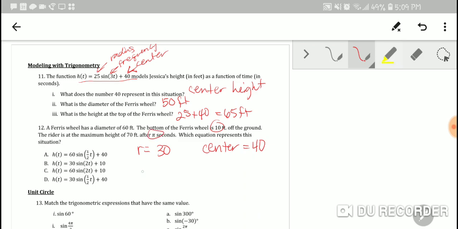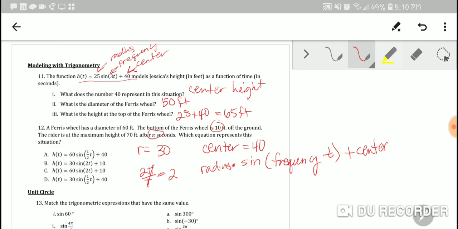After pi seconds will help us figure out the period, so we'll do 2 pi over pi. So your pi is your period, your frequency is going to be 2. So we'll do radius times sine of the frequency t plus the center. This is the equation that we follow for all of our Ferris wheels. So in this case, that'll be 30 sine 2t plus 40. So that's letter D.